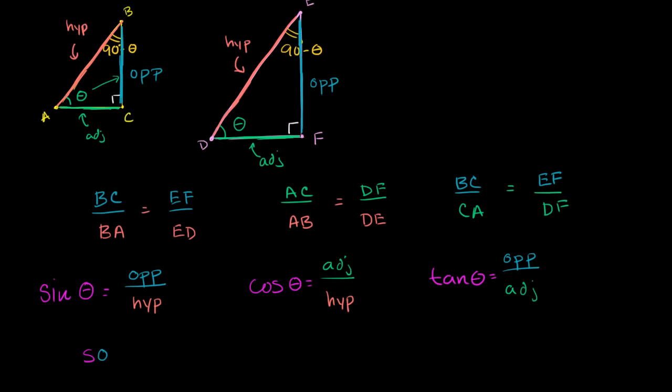Sine is opposite over hypotenuse. Cosine is adjacent over hypotenuse. And then finally, tangent is opposite over adjacent. SOHCAHTOA. And in future videos, we'll actually apply these definitions for these trigonometric functions.